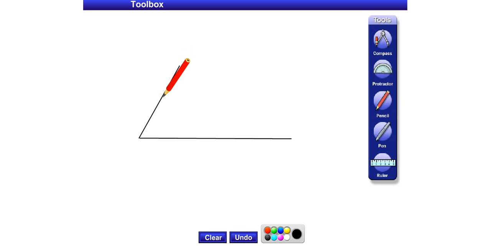the same measurement. To do that, we first need to draw a point, which is where our second angle is going to be. So let's just pick right here, and that's where our second angle is going to be.